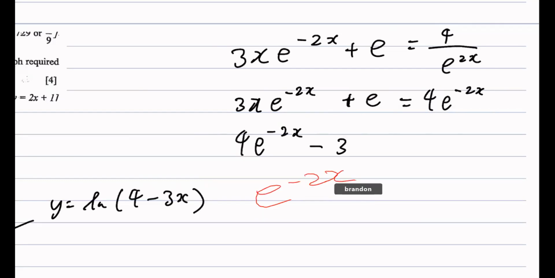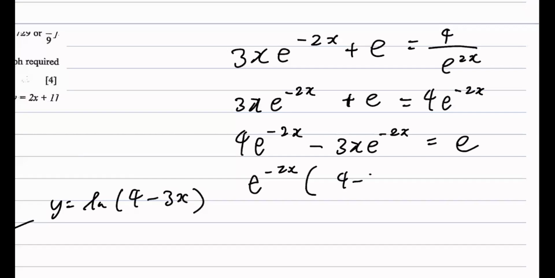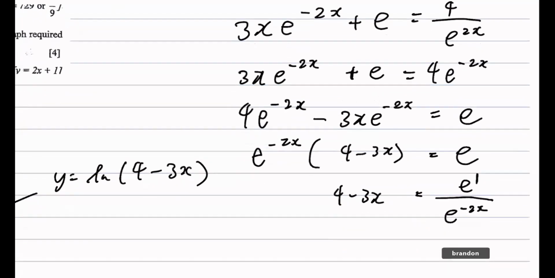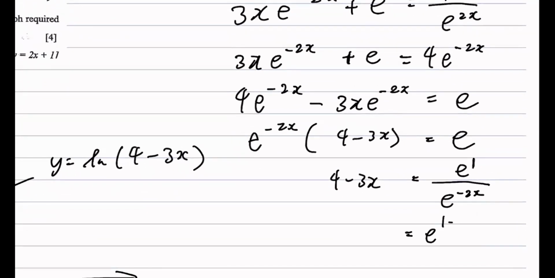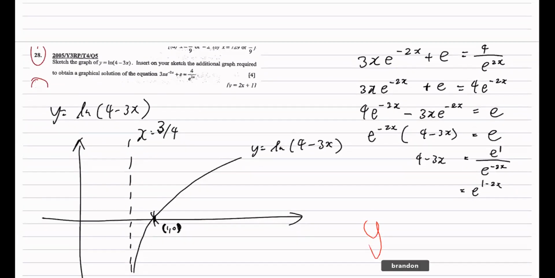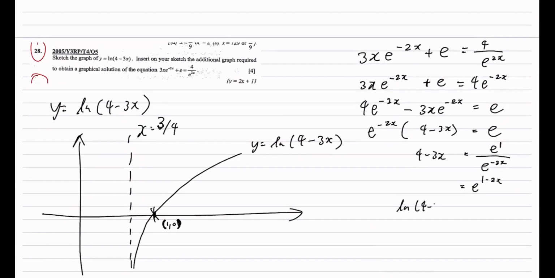Then you factor out. Then equals to e, divide by that. Yep. Y equals e divided by e minus... It's e power 1 here. So we can simplify a bit into e power 1 minus 2x. Yeah, correct. Okay, but then you ln both sides, so we get ln 4 minus 3x equals to 1 minus 2x.